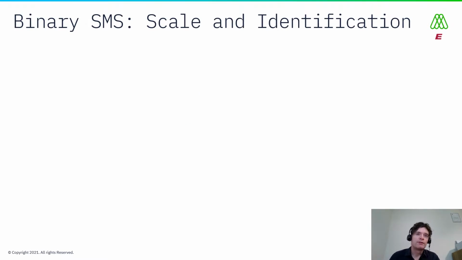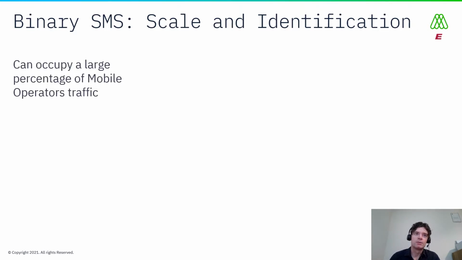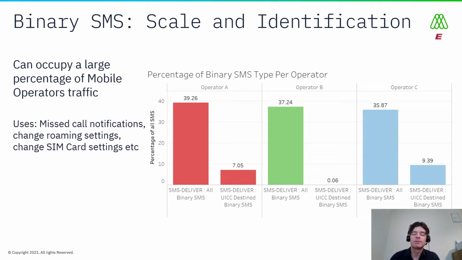So before we go any further, it's time to talk a little bit about what binary SMS is. Well, first of all, binary SMS is probably used a lot more than you think. When we did some analysis in three mobile operators, we could see that on the delivery side, which is from the messaging infrastructure to the handset, quite a large but fairly regular percentage of traffic was actually of this type. So operator A to operator C is all roughly between 39 and 35% of traffic.